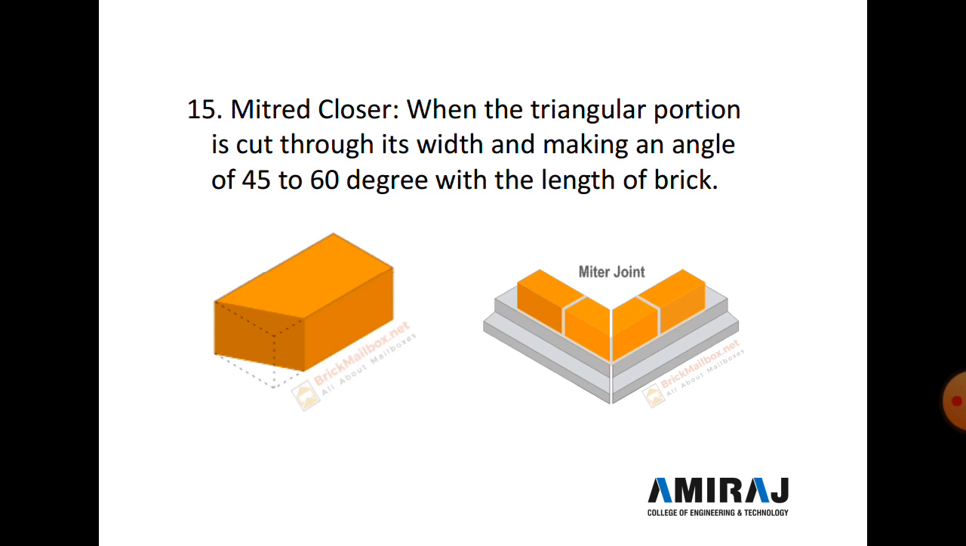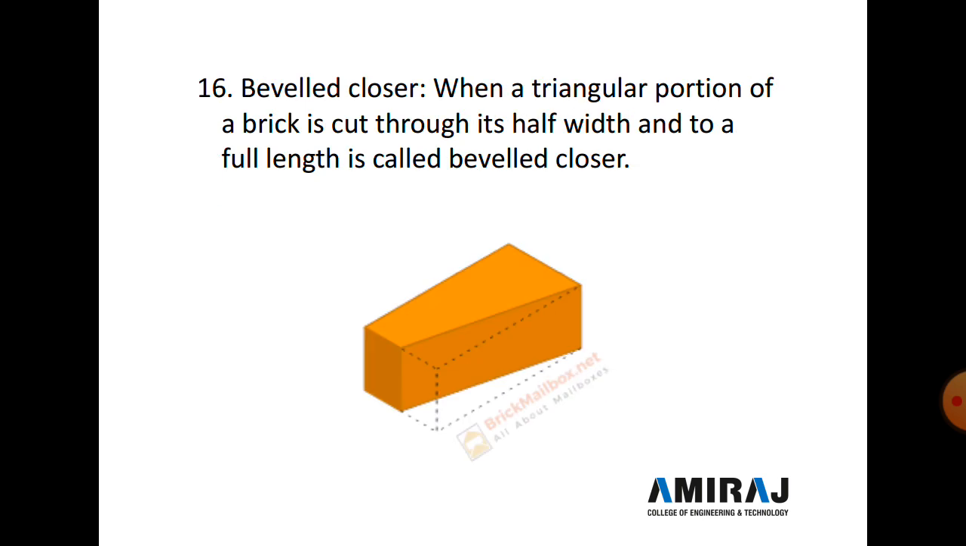Next definition is a bevelled closer. When the triangular portion of the brick is cut through half the width of the header to the corner of another header, it is called a bevelled closer. So here the triangular portion of the stretcher is cut.